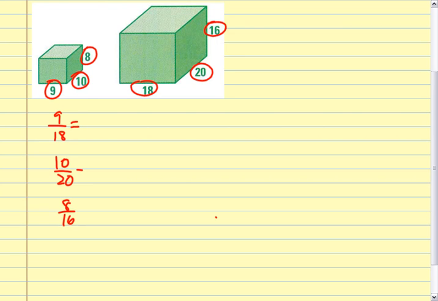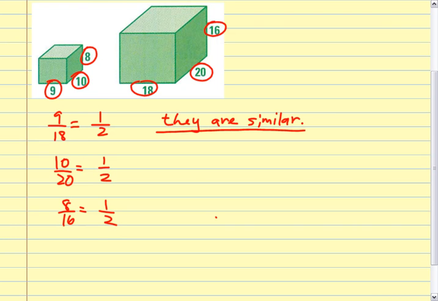They all reduce to 1 over 2, or 1/2. Now, since they all reduce to the same fraction, these two solids are similar. They are similar. That's what they wanted us to do: show that they are similar, and they are similar because all three of these fractions reduce to the same thing. That's how I know that they are similar.